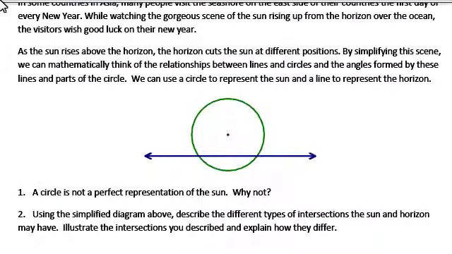In questions 1 and 2, they're looking for your opinions, not necessarily fixed correct answers, but what you come to know about whether or not the circle is a perfect representation of the sun, and they almost lead you with the question, why not? In the next part, they ask for different types of intersections between the sun and the horizon, and be sure you illustrate that. Again, here is a great example with the sun intersecting with that blue line. You'll come to learn that that blue line would be a secant line for a circle.